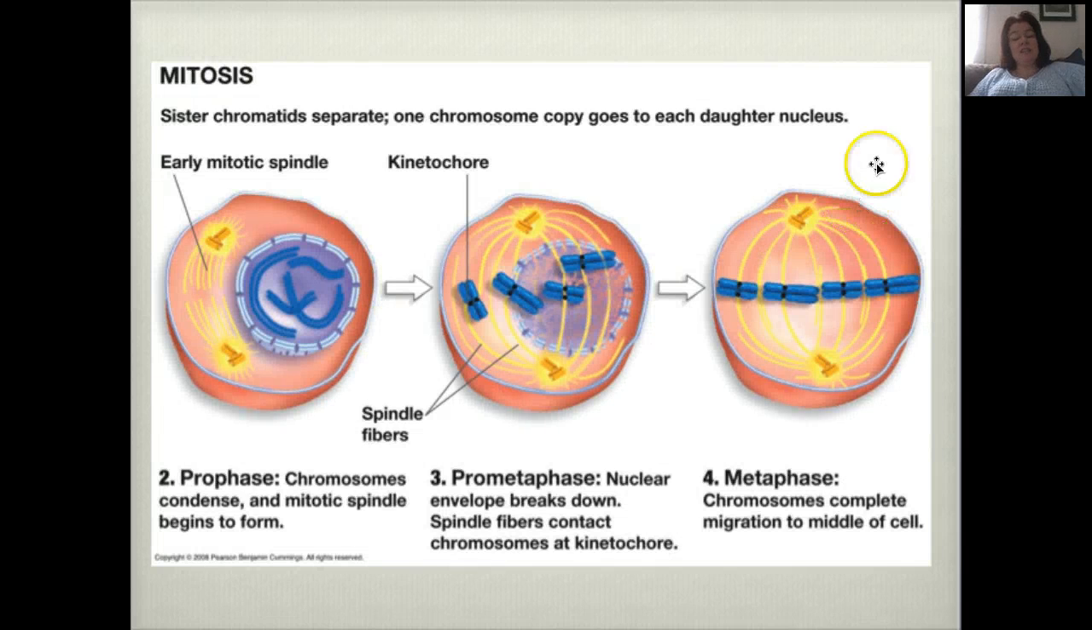If you look into your textbook, you'll see it drawn like this. So they're lining up basically head to tail, head to tail, head to tail, all the way across this invisible metaphase plate. Spindle fibers are attached to the kinetochores. The nuclear envelope is gone, remember, and the centrosomes and centrioles are still at the poles of the cell.